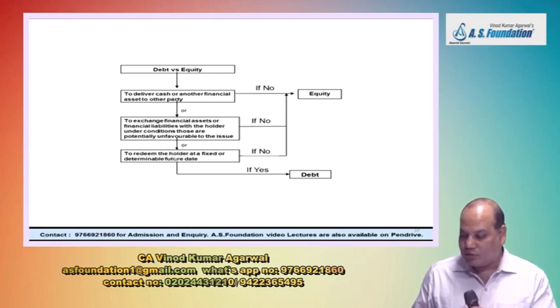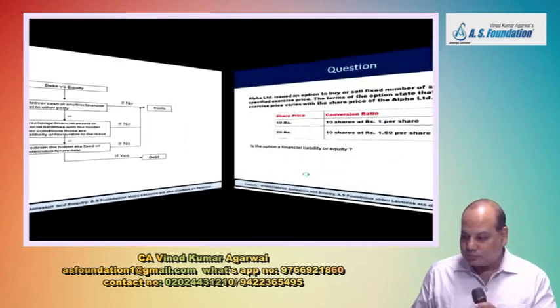Or check whether there is an obligation to redeem the holder at a fixed or determinable future date. If the answer is no, equity. If the answer becomes yes, it is a debt instrument. So either there must be an obligation to deliver cash or an unfavorable condition, or you have the obligation to redeem at a future date. Then the instrument becomes a debt instrument.